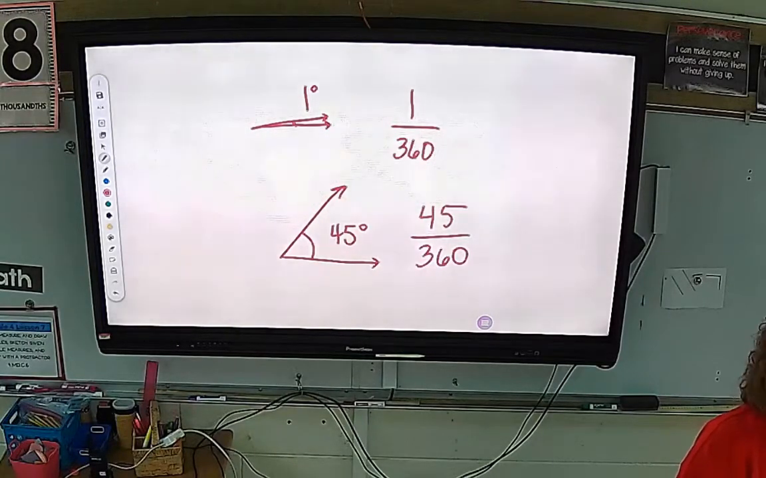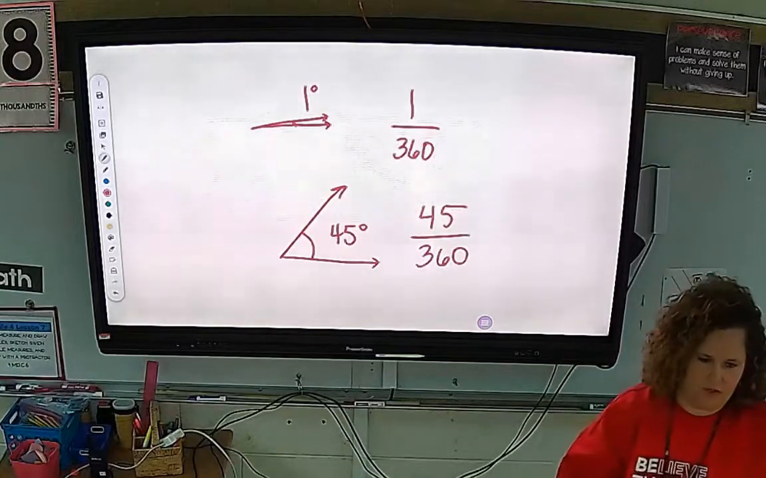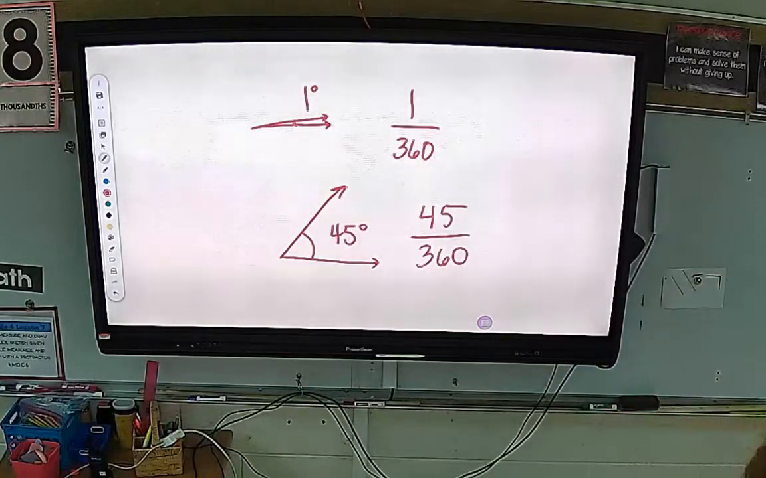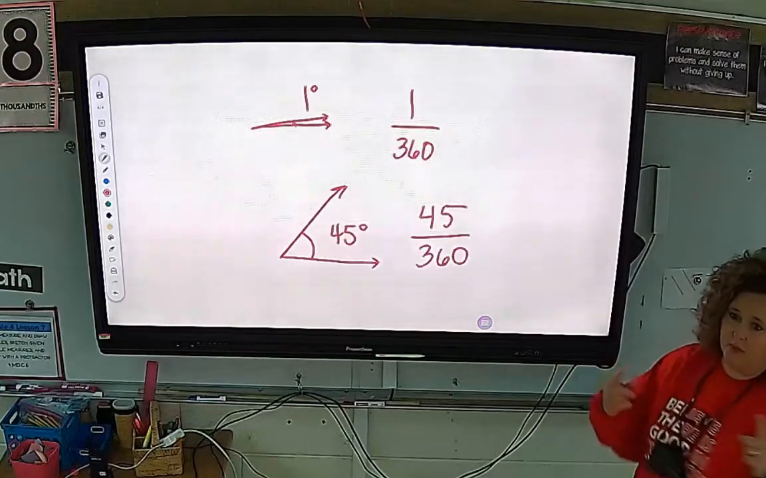Turn 180 degrees again. Okay. Because I'm wondering if somebody gave you these directions, would you know what you're facing? And that was correct for everybody. Okay. 180 degrees is going to send me in the opposite direction. And if I did it again, I would be back to where I started.